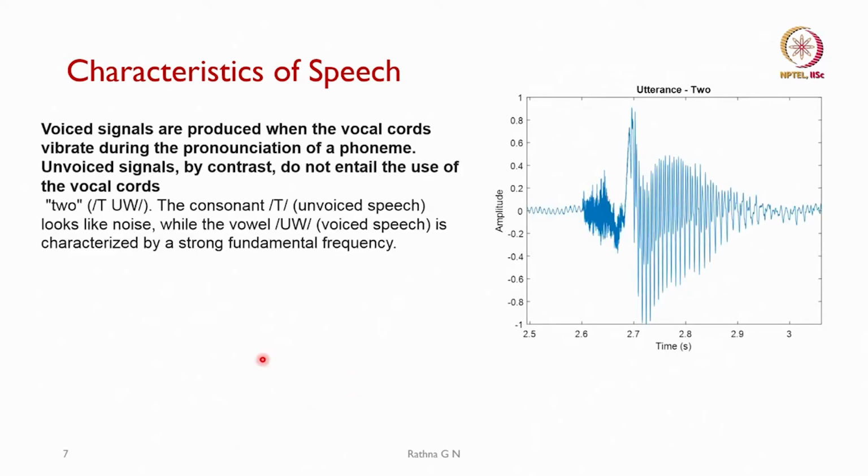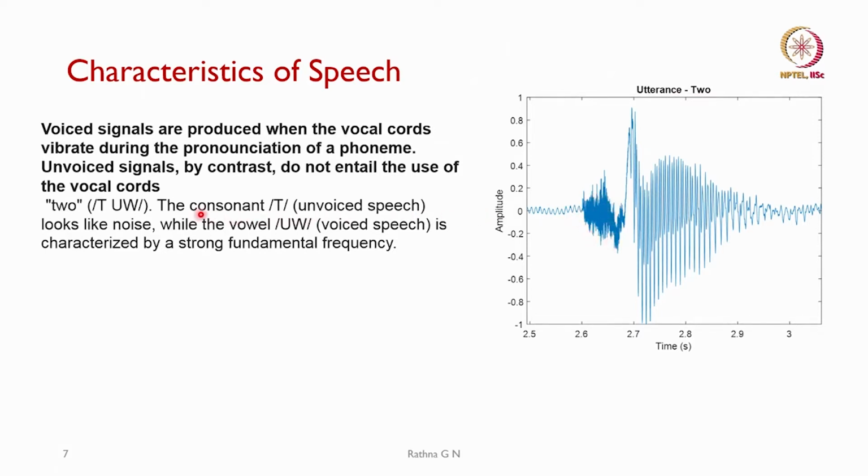Now, what are the characteristics of speech? We said voiced signals are produced when the vocal cords vibrate during the pronunciation of a phoneme, and unvoiced signals by contrast do not entail the use of the vocal cords. As an example, you can see the utterance of "to".